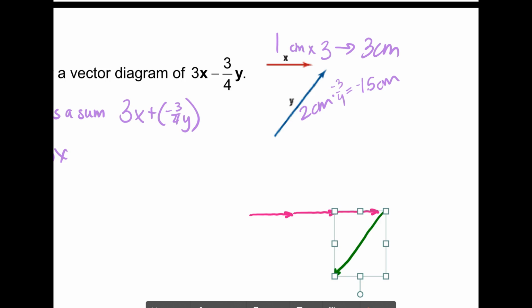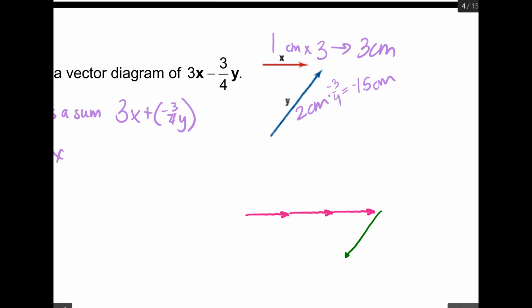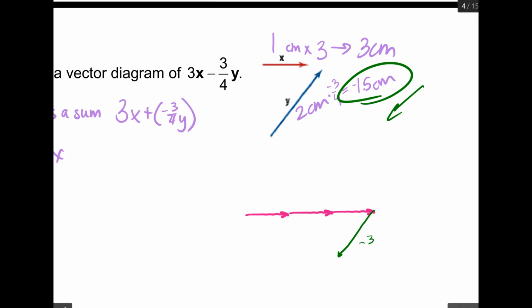It should be 3/4 as long. So it's going to be 1.5 centimeters, but in the opposite direction. Okay, so this is negative 3/4 y. This one is 3 times x. And lastly, if I wanted my answer, I go from the tip of one to the tail of the other. This is the resultant.